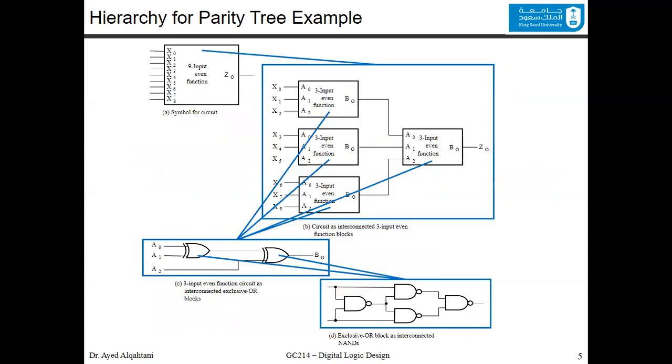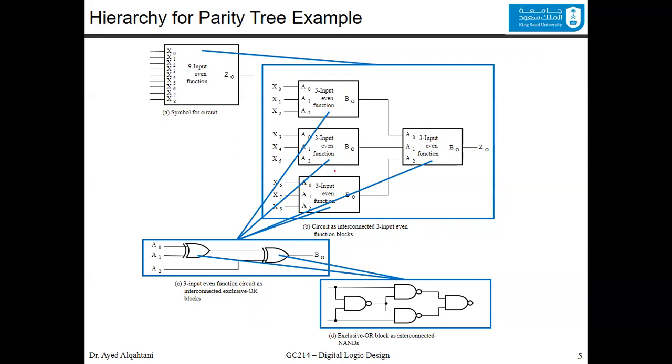To check this, you can see here, that's a parity tree example. It has 9 inputs starting from x0 to x8, and it's generating one output, Z0. The circuit, now we break it down into 4 blocks. Each one of them is having 3 inputs and generating 1 output. Similarly for this one and for this one. Since those generate 3 outputs, we can input them into this 3-input even function to generate the final output.